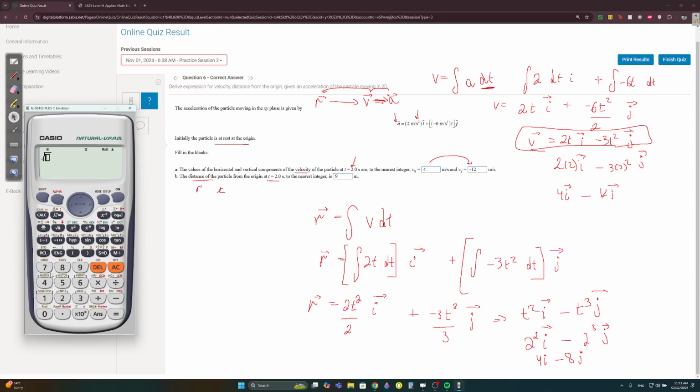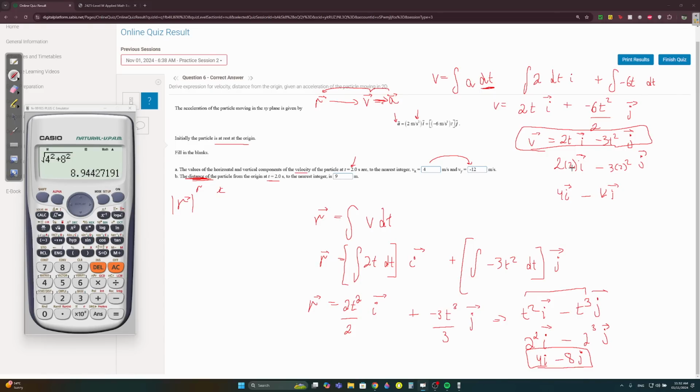So what are we going to do? Radical 4 squared plus 8 squared. You get 8.9, to the nearest integer is 9. I got a bit confused at the end. Just integrate normally: you get t squared i minus t cubed j, and then substitute, you get 2 squared i minus 2 cubed j, which is 4i minus 8j. But they want the distance. They're basically asking for position, but find its magnitude. If the vector is given and they ask for distance, always remember it's just the magnitude.